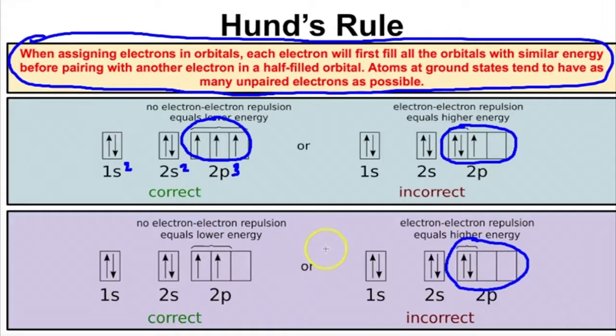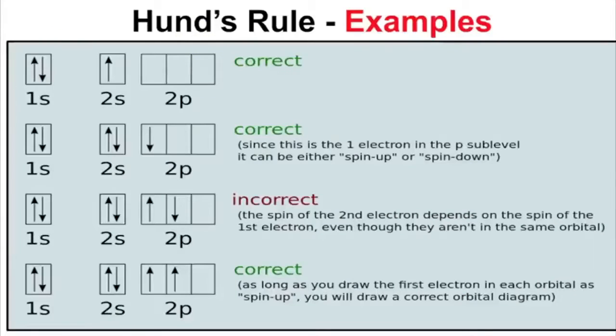So understand that concept of Hund's rule, the Aufbau filling diagram, and the Pauli exclusion principle. So let's take a look at a few more examples of Hund's rule and then do some problems of our own. All right, so here's some examples of some orbital diagrams. Let's see if they're correct or incorrect according to Hund's rule.